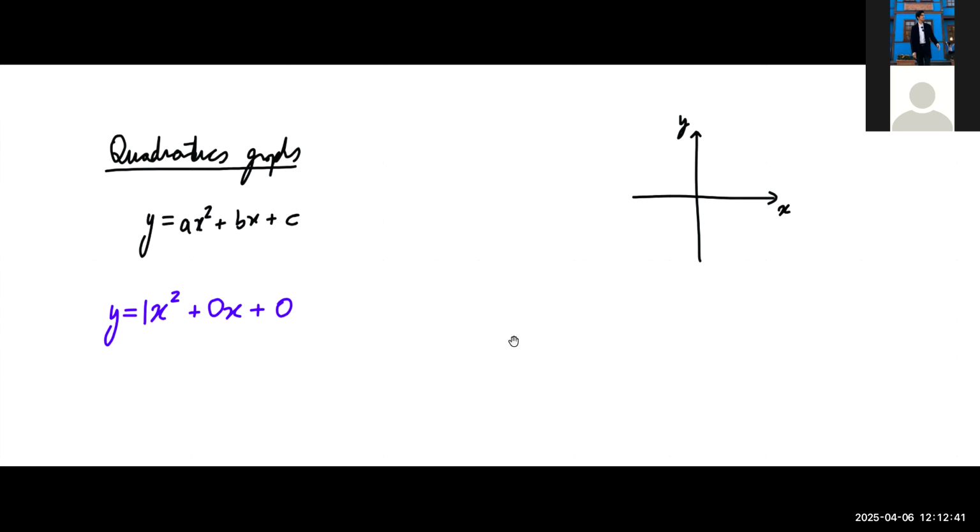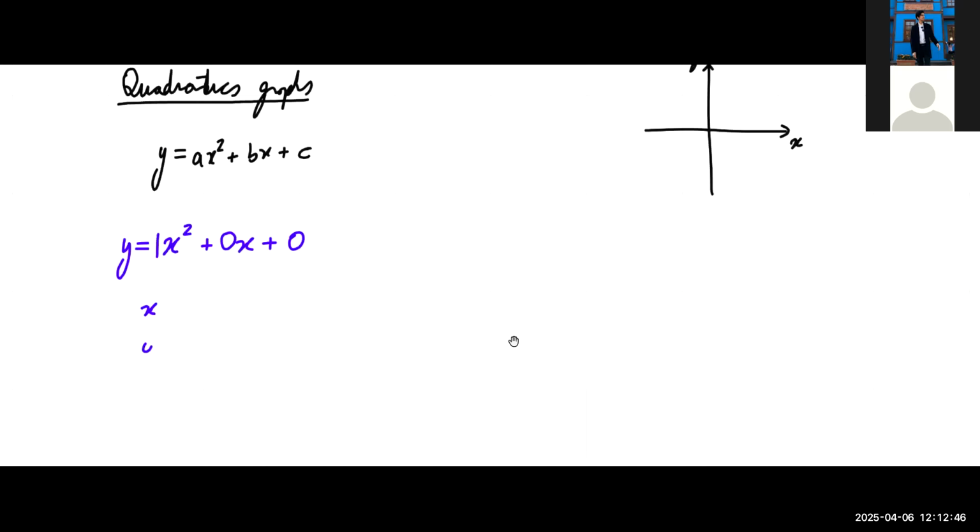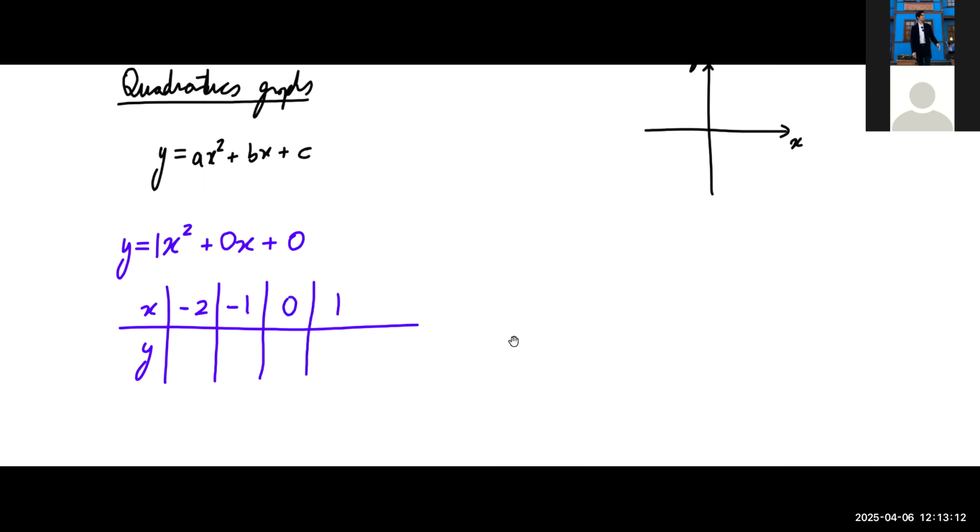Okay, so now let's try to plug in some random x values and get the corresponding y values out of that. For example, if we plug in 0 or minus 2, what do we get as y? What will y be if x is minus 2? Minus 2, what will y be?